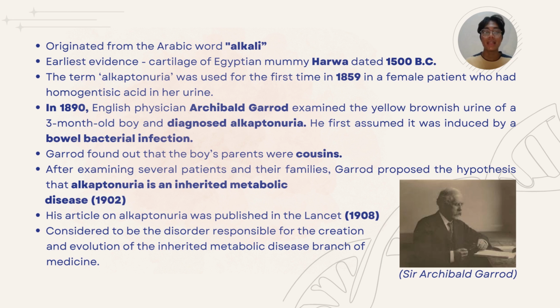Garrod proposed the hypothesis of Alkaptonuria being an inherited metabolic disease in the year 1902. His article on Alkaptonuria was first published in the year 1908 in The Lancet. And Alkaptonuria is considered to be the disorder that is responsible for the creation and evolution of the inherited metabolic disease branch of medicine that we know today.